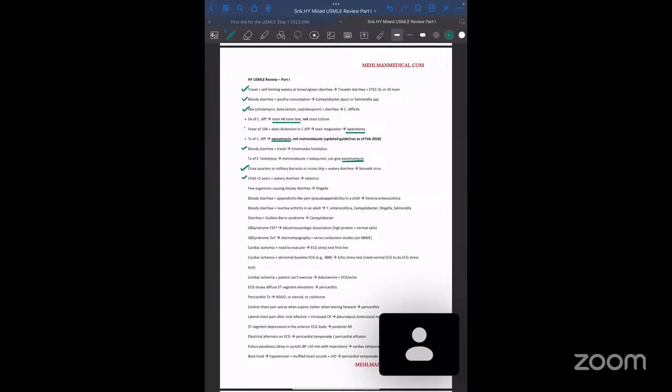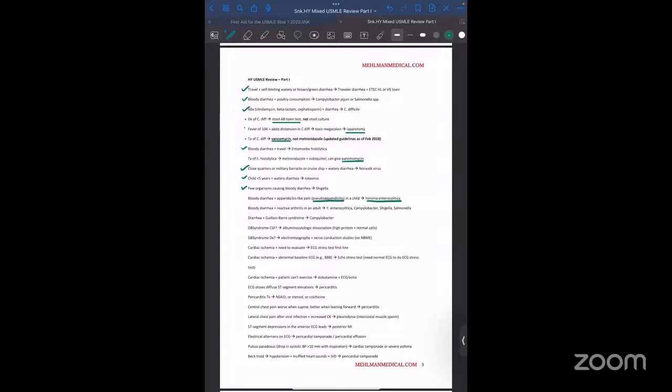Few organisms causing bloody diarrhea, Shigella. Yes, it needs a very small dose. Then bloody diarrhea plus appendicitis-like pain, pseudoappendicitis. This is important. Yersinia enterocolitica.